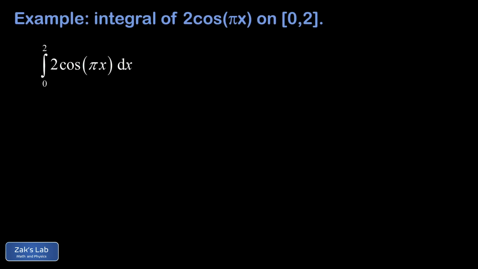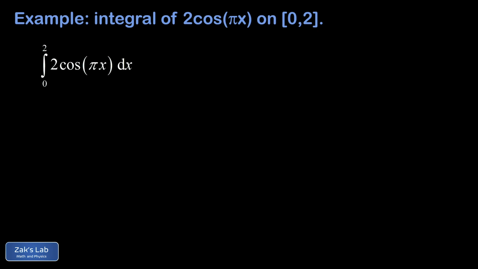In this video, we're computing the integral of 2 cosine pi x on the interval 0 to 2. And the main point in this video is to show how to compute this integral like a physicist. So what I mean is we're going to look for every possible symmetry that we can exploit, rather than just using a brute force method to compute the integral.